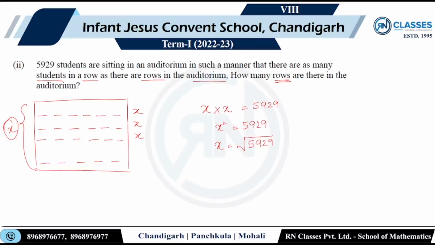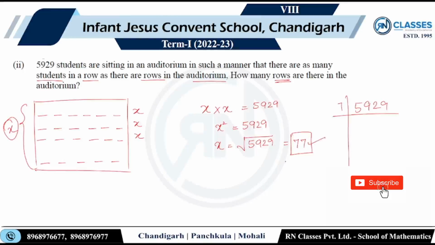Simple task. You can use prime factorization, and you can directly write it as 77. I hope you will do 5929 on your own. I have done so many of them. It is divisible by 7 as well as 11. So 77 is the right answer.